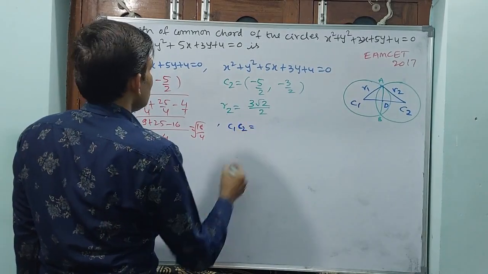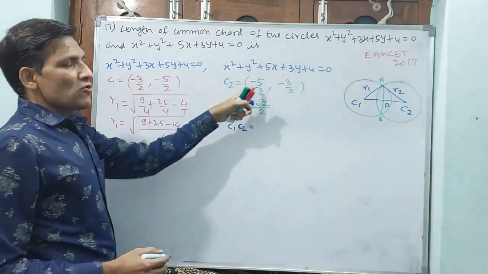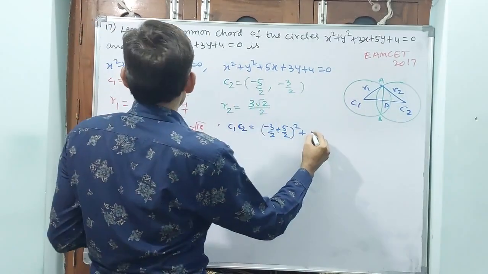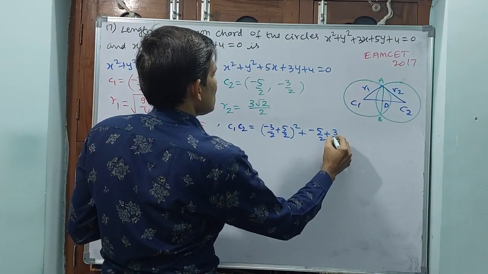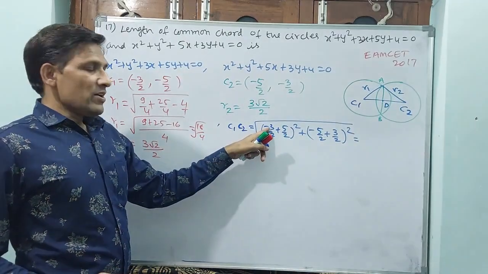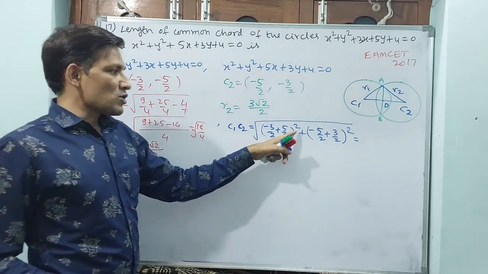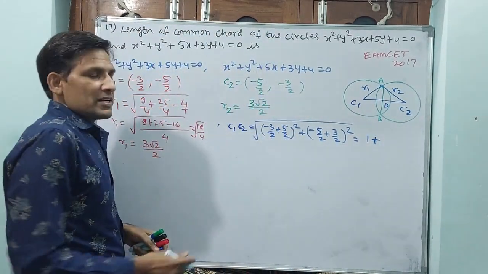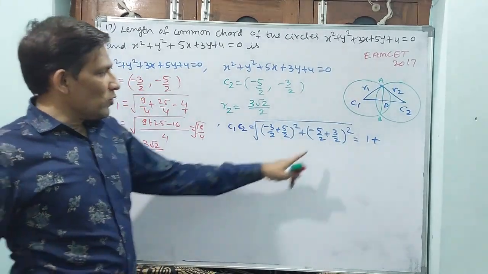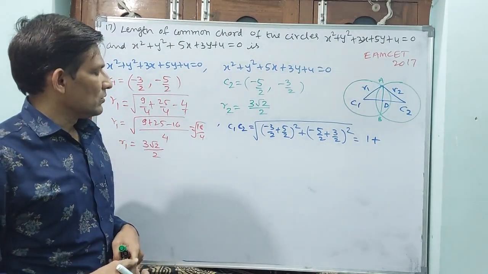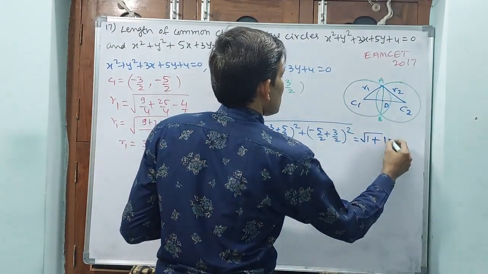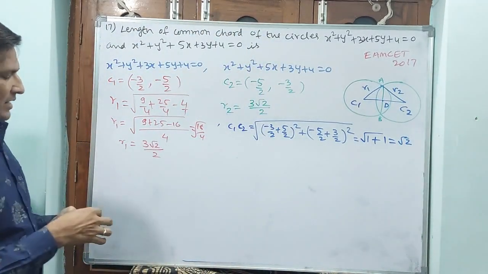C1 C2 is equal to, okay, see, minus 3 by 2 plus 5 by 2 whole square plus minus 5 by 2 plus 3 by 2 whole square under root. Okay, 5 minus 3, 2. 2 by 2 square, 1 square plus. Is it okay? Definitely okay, because 2 will be this LCM. 5 minus 3, 2 by 2, 1 square is 1. Okay, come here. 2 will be LCM, minus 5 plus 3, minus 2. Yes, minus 2. Minus 2 by 2, minus 1 square, 1 under root. That means root 2. Here also same thing is going to happen.